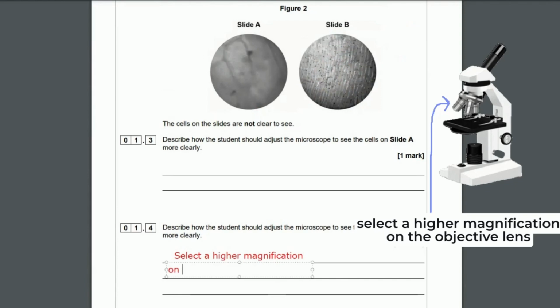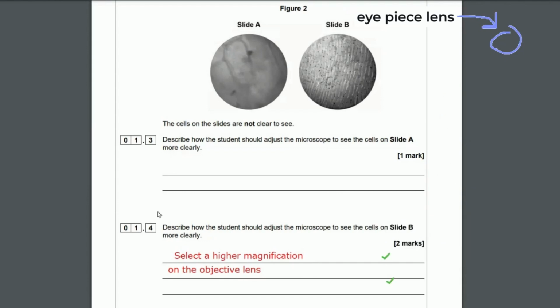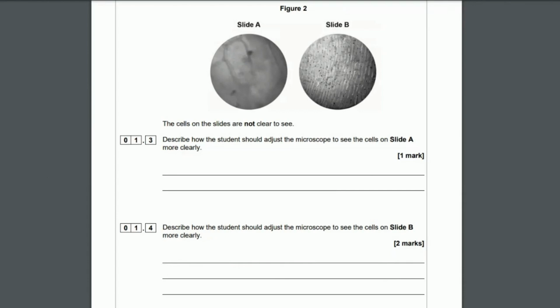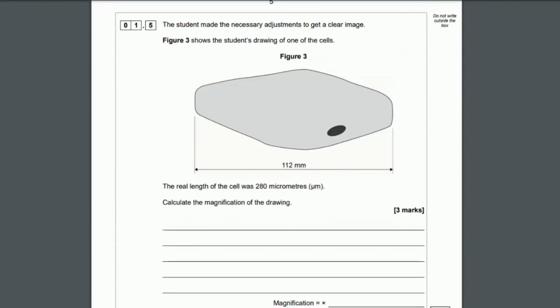So on the objective lens, the eyepiece lens is the one you look through. That doesn't change the size. It's the objective lens that we can adjust on the fly. Okay, that will get you 2 marks, one for select a higher magnification, and then the other one, using the objective lens.